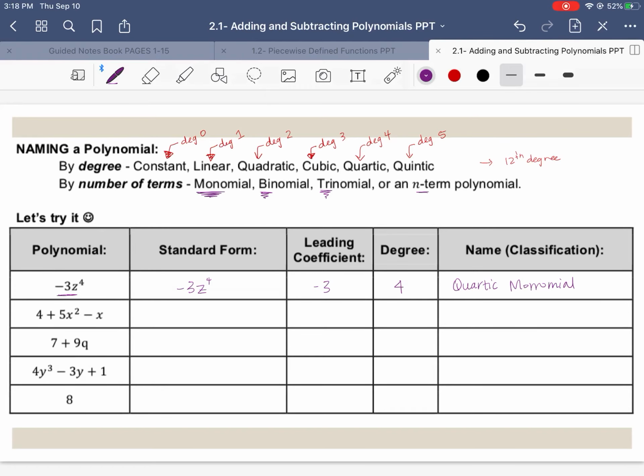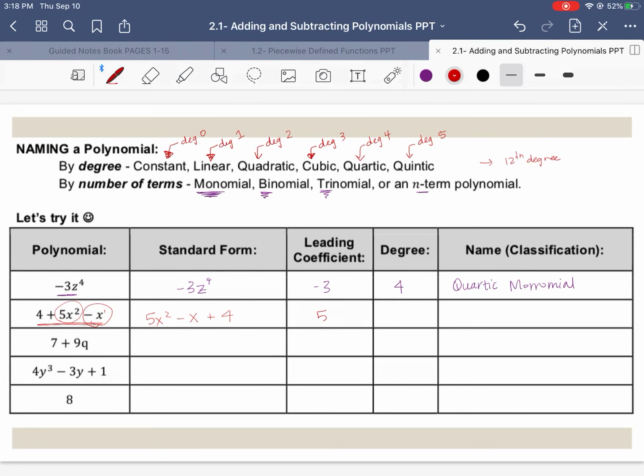Okay. The next one, again, if we're writing this in standard form, we're going to look at this equation and find the one with the highest exponent. 5x squared has the highest exponent, so it gets to go first. The next one that has a variable is this guy on the right. So negative x gets to go next, and then very last would be that 4. Again, 4 doesn't have a variable, so it goes at the end.